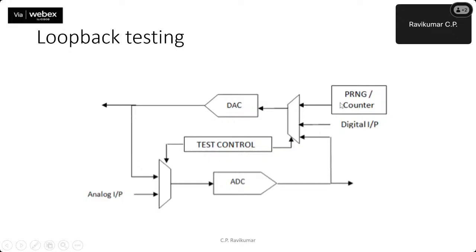Okay, this is a counter. The counter is giving the input to the DAC, and the DAC is generating an analog signal. Normally, this ADC would take the input from some other analog circuit, but now in the test mode, it will take this signal coming from the DAC and convert it into digital format. If you had used a counter, then the output of the ADC should also generate a count output. If it is generating anything else, then there is possibly a problem. So that is the loop back testing.